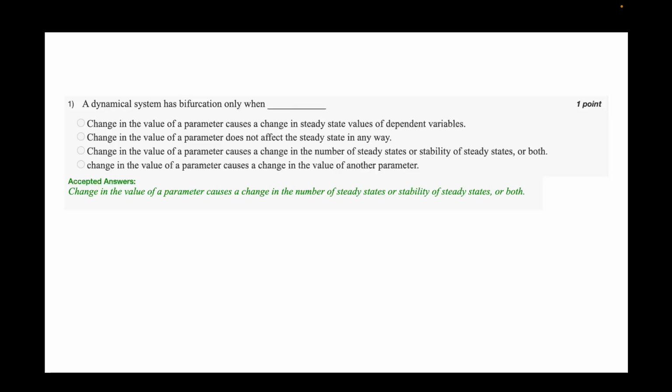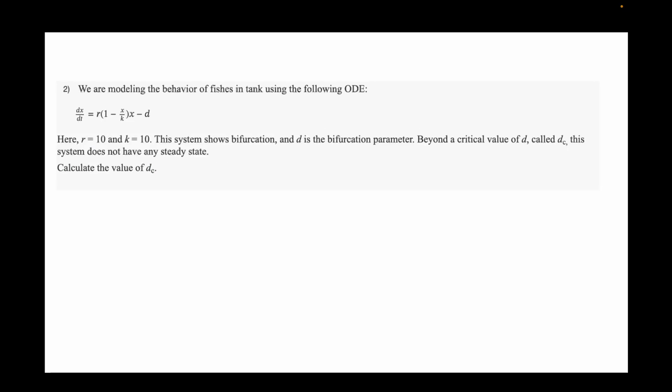What is bifurcation? In bifurcation, a change in the numerical value of the parameter, which is the bifurcation parameter, will cause a change in the number of steady states or the stability of the steady states or both. So option number 3 is correct. Okay, so yeah, let's move on.